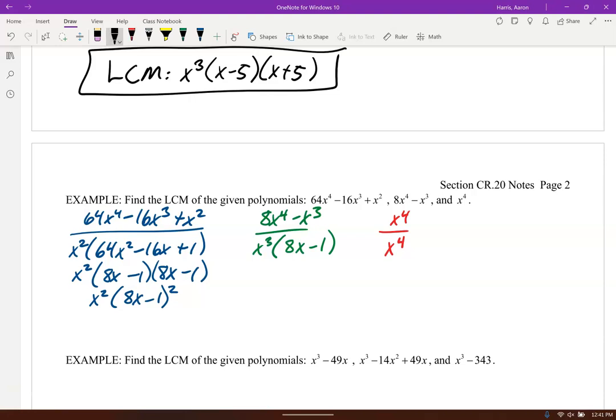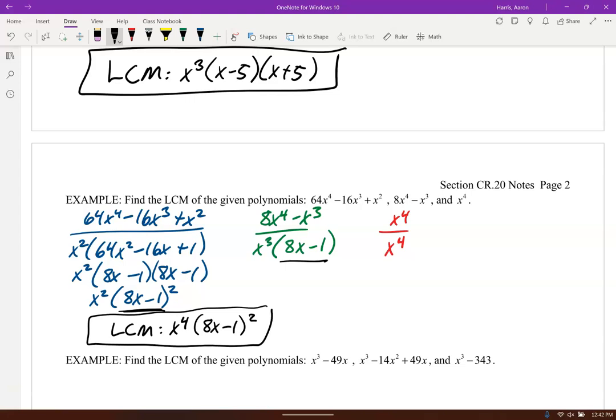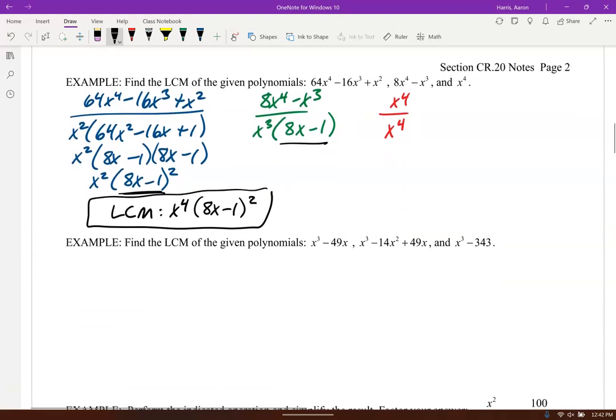So our least common multiple. The blue one's got 2 x's. The green one's got 3 x's. The red one's got 4 x's. So I got to take the most of whatever factor I have, so I have 4 x's. Now the green one has 1 8x minus 1, but the blue one has 2 of those. So I got to have 8x minus 1 squared. And that's it. That's all the factors we have. We've accounted for all our factors for the least common multiple on that.